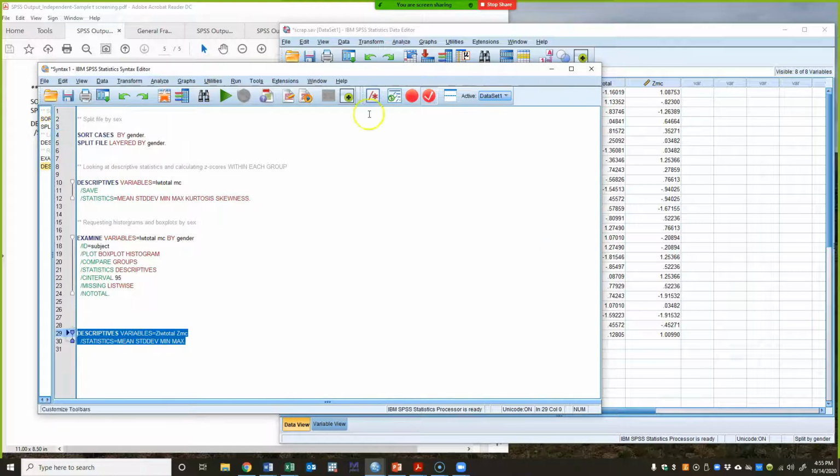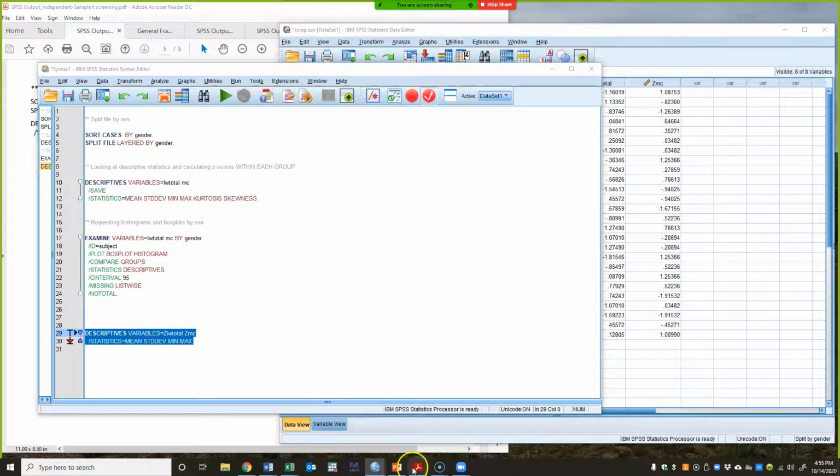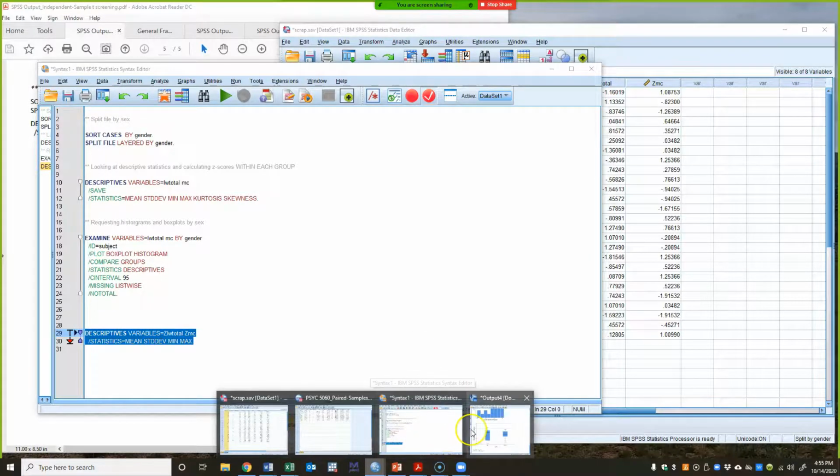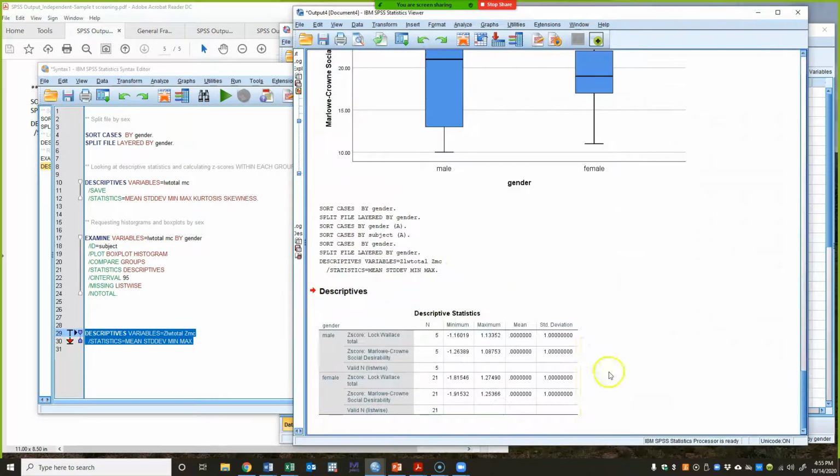And then I'm going to run my descriptives on my Z-scores here. If I do that, this is what I get. So I've got Z-scores for men, Z-scores for women. You will probably make an error in this at some point, right?